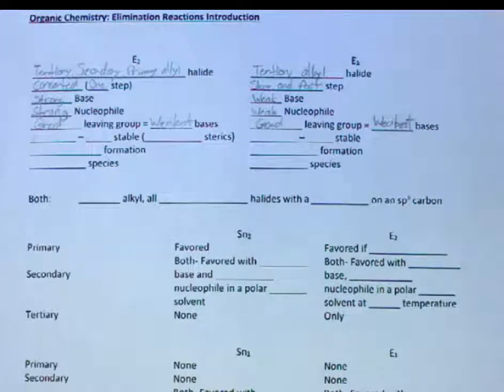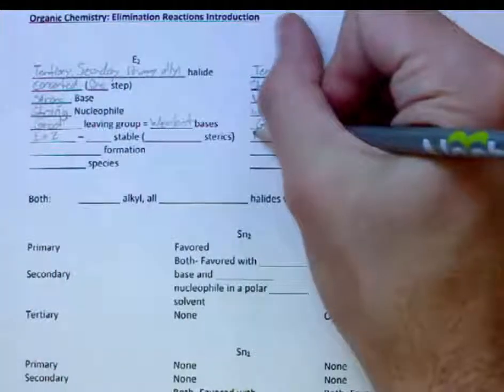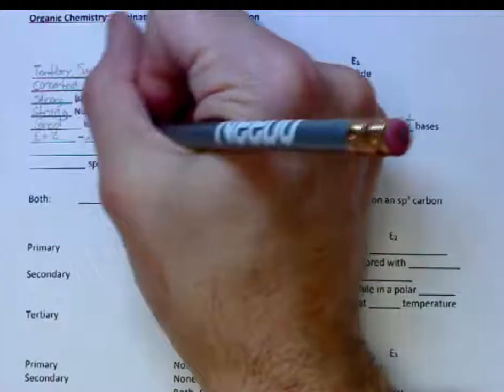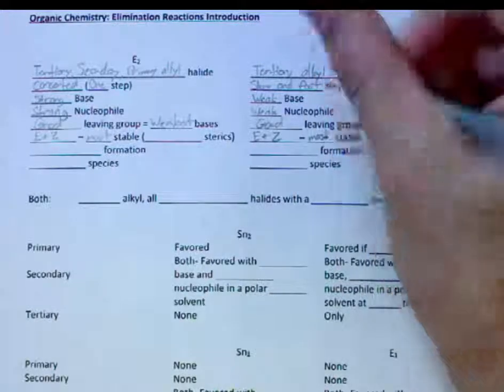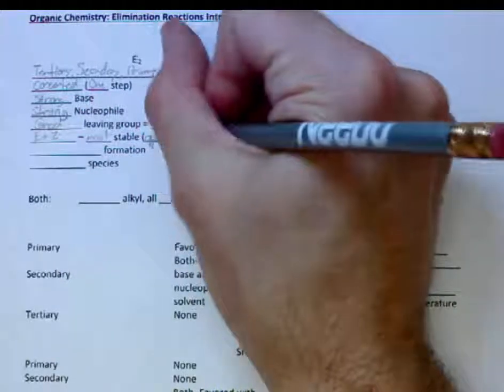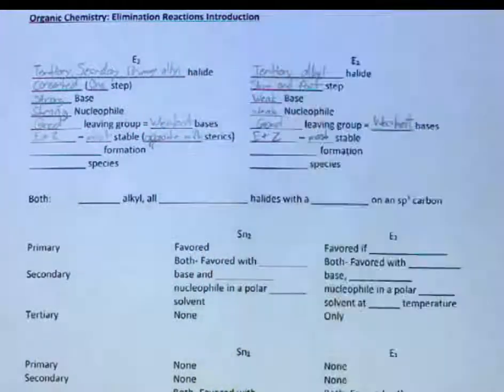And both are going to form E and Z isomers because we're forming alkenes. And the most stable out of the two will be formed. Typically that will be E, because that will be trans. However, with E2, if you have sterics, you will get the opposite. You will get the least stable.